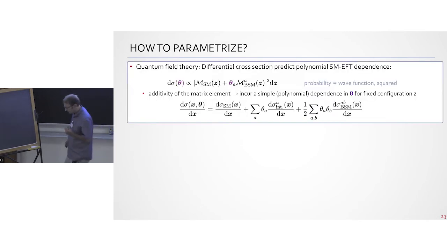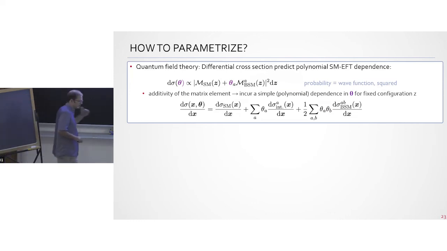Now, how do we parameterize? We know from quantum field theory that the differential cross section is the matrix element squared, and that we get diagrams from standard model effective theory. If you square this amplitude, you get a quadratic polynomial.